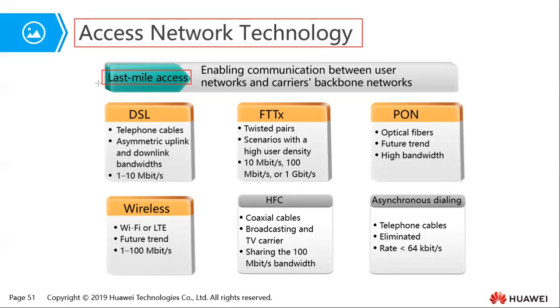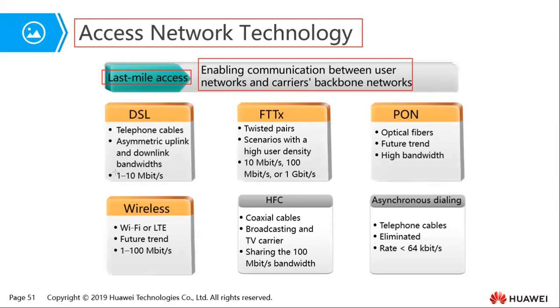If I can give you a good example, I have Wi-Fi at my house, which is offered by Safaricom. So that interconnection between Safaricom's backbone network, they have a termination point somewhere, and my connection at my house, that is what we call the last mile access. So last mile access enables communication between the user network and the carrier's backbone network. So my network and Safaricom's network.